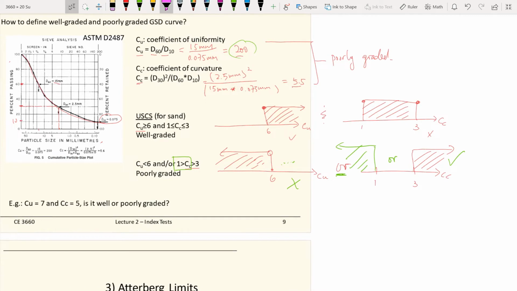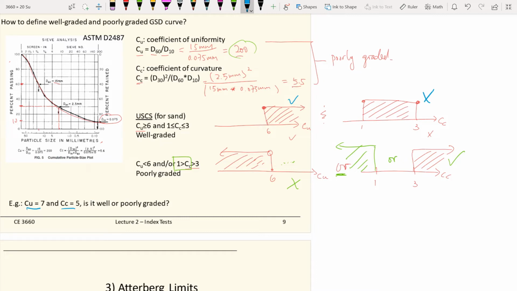So one more example. We do it here together. Here we have C sub U equal to 7 and C sub C equal to 5. Is it well graded or poorly graded? If C sub U is equal to 7, if we're checking for well graded, yes, it fulfills the first case. But C sub C is equal to 5, which is not between 1 and 3, so it is not well graded.